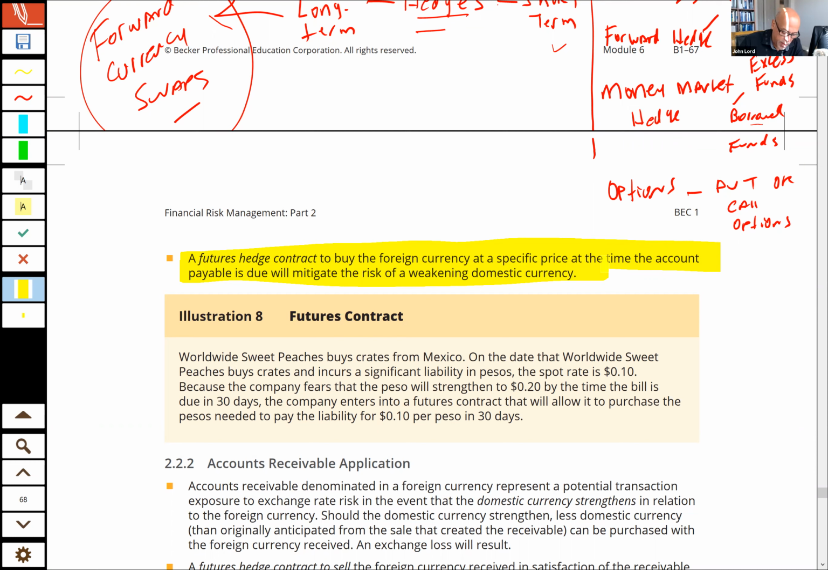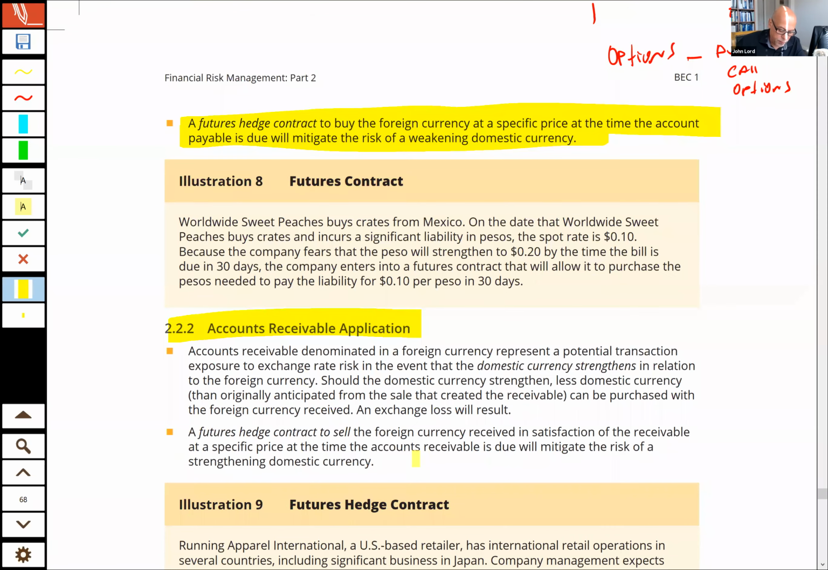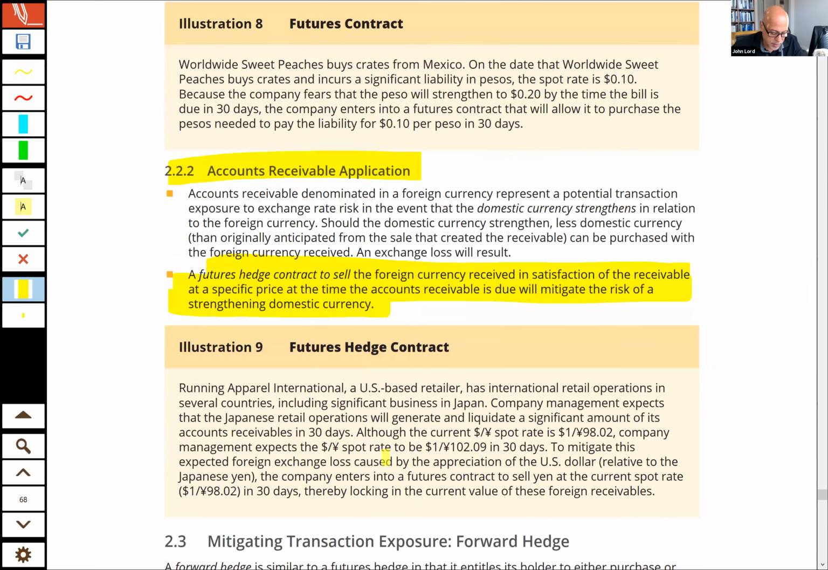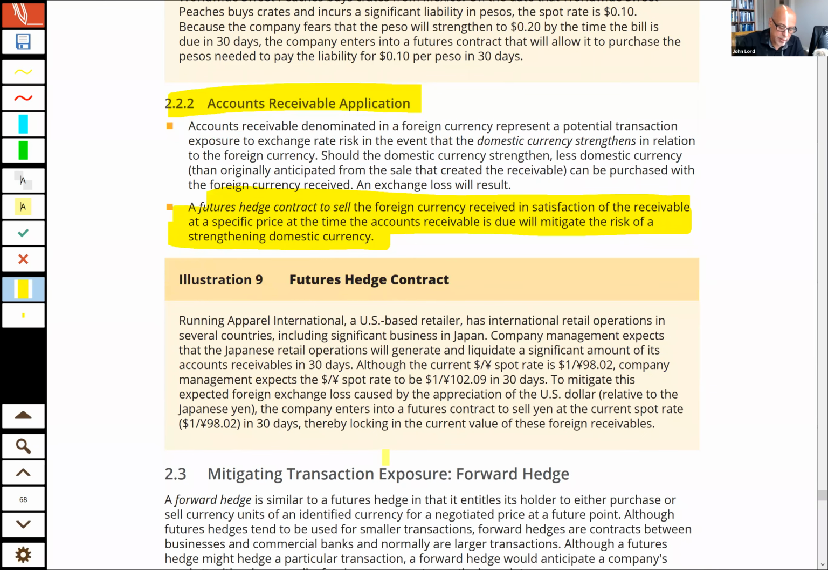Now, we also have the accounts receivable application. Let's just look at that. A futures hedge contract to sell the foreign currency received in satisfaction of the receivable at a specific price at the time the account receivable is due will mitigate the risk, again, that we're going to be paid back in a currency against which the dollar has lost, and I'm assuming a US company there. So let's just look at this example.